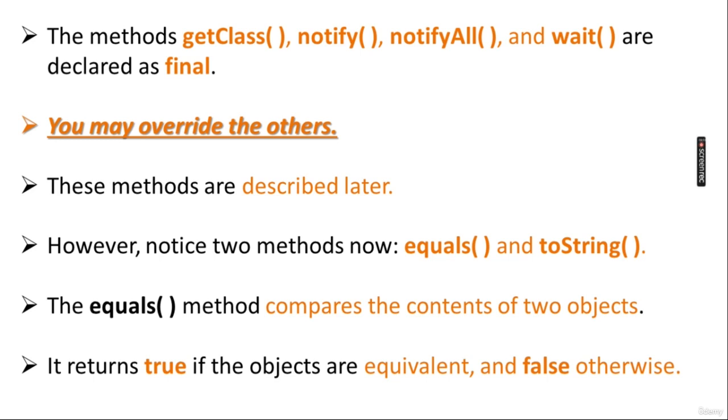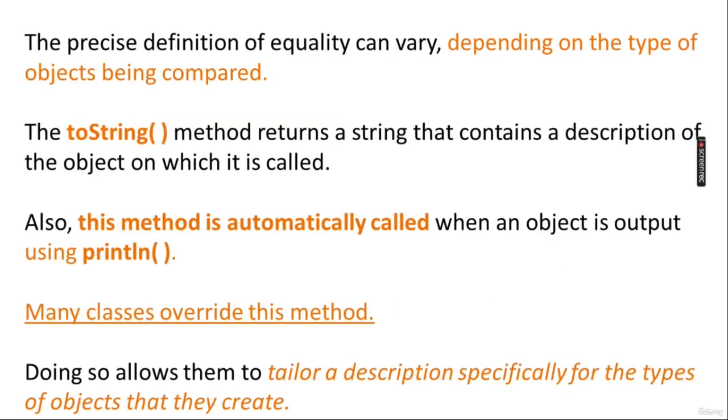However, equals and toString are easy methods. You can understand them here. The equals method compares the contents of two objects and returns true if the objects are equivalent and false otherwise. The precise definition of equality can vary depending upon the type of objects being compared. And the toString method returns a string that contains the description of the object on which it is called. Also, this method is automatically called when you are calling System.out.println. It is always automatically called.